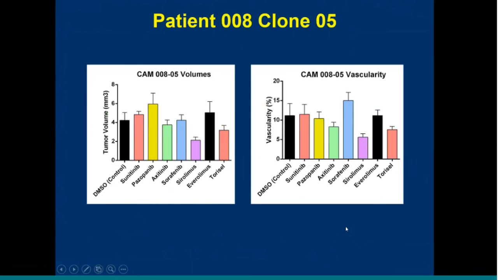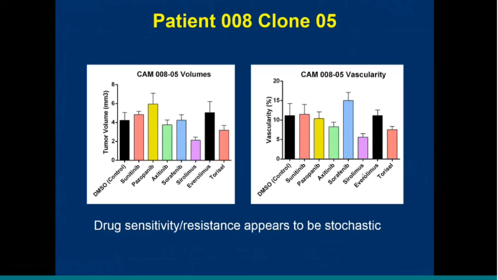And we also looked at clone 5, so this is patient 008, primary core 5. And this one grew up a lot better, and we were able to test a more in-depth panel of drugs here. And you can see that sunitinib, pazopanib, axitinib, none of them are really performing well, sorafenib not so much. Sirolimus, again, for this patient appears to be the drug of choice. We have two of their cores responding very well to it, and the other two maybe a little, but aren't really showing much in the way of a response.